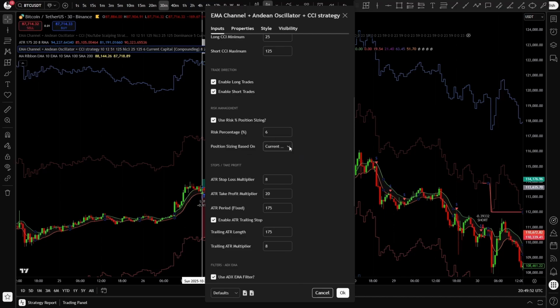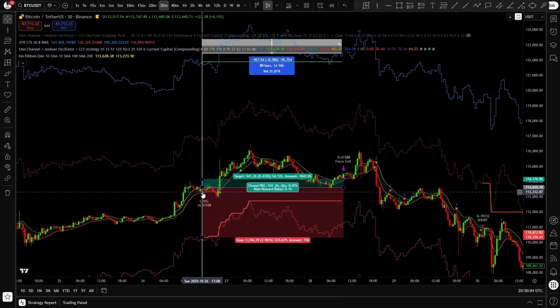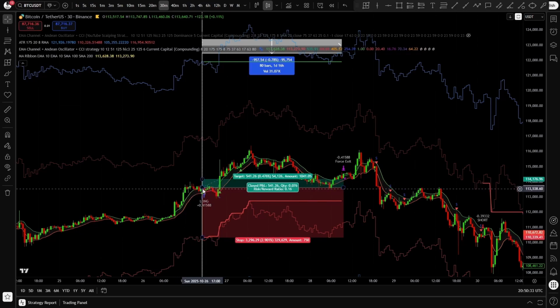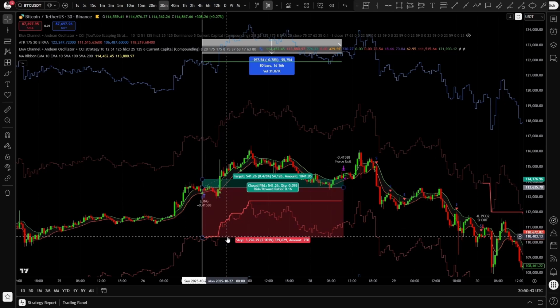Here we can see the position sizing, which is set at 6% on the current capital compounding. What does that mean? This means that the position sizing is set in a way that if the price hits the stop loss level, which is right here, it loses 6% of the current capital that we have. So let's say your current capital at the open of this trade was $10,000. Then if the stop loss gets hit, the strategy will lose 6% of the $10,000, which is $600.